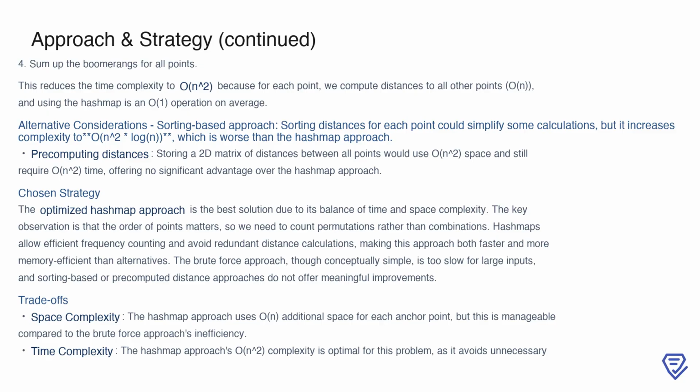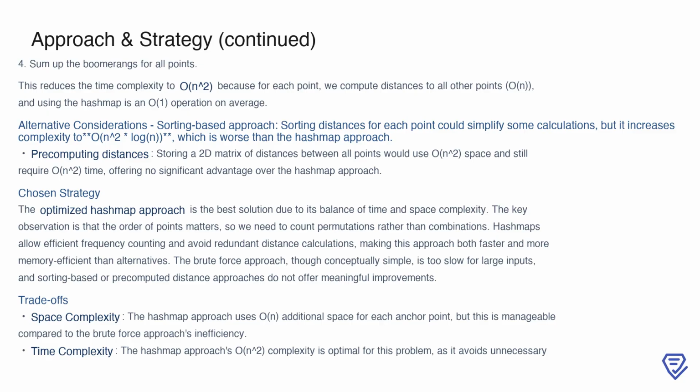Once the distances are computed and stored, we calculate the number of boomerangs for each unique distance using the formula m*(m-1), where m is the count of points at that specific distance. Finally, we sum up the boomerangs across all anchor points to get the total count.